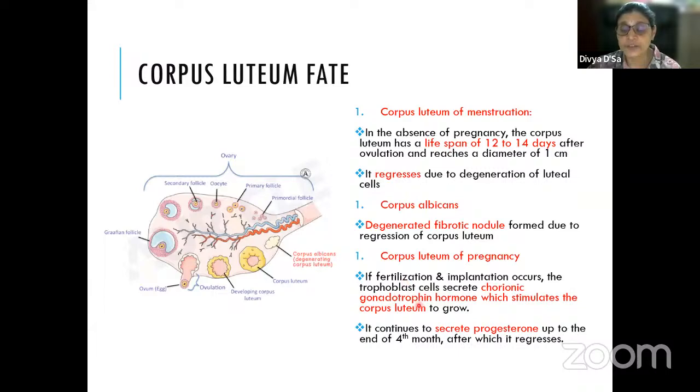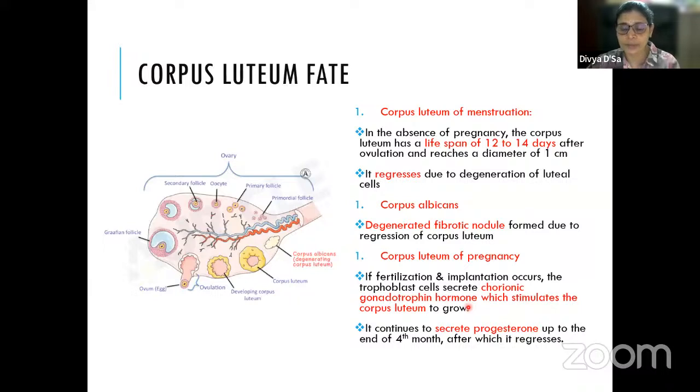Third, in case pregnancy occurs, we call it the corpus luteum of pregnancy. Here it is maintained by the trophoblast cells of the blastocyst, which secrete the chorionic gonadotropin hormone, which stimulates the corpus luteum to grow. So the growth of the corpus luteum is maintained by the trophoblast cells of the developing embryo, that is the blastocyst, through the chorionic gonadotropin hormone.